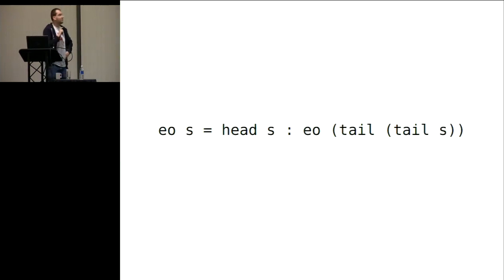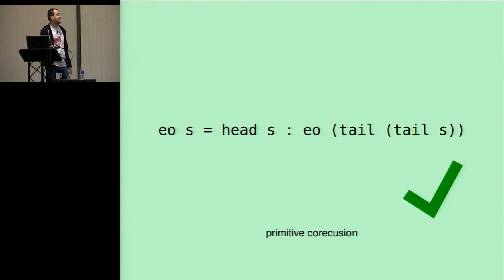This one is a function that takes an infinite list as an argument and produces another infinite list. So EO stands for something like every other. This function keeps every second element in the list. And we assume that the input list, we can evaluate it at any point. And the question is, can we evaluate the result? Then yes, it's primitive corecursion, a constructor followed by the corecursive occurrence.